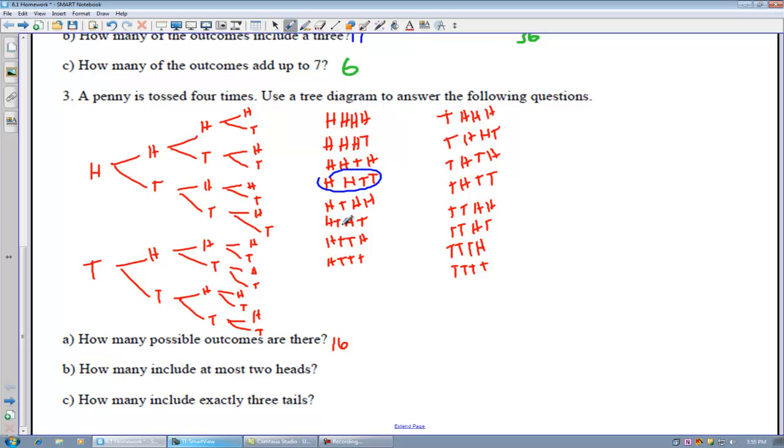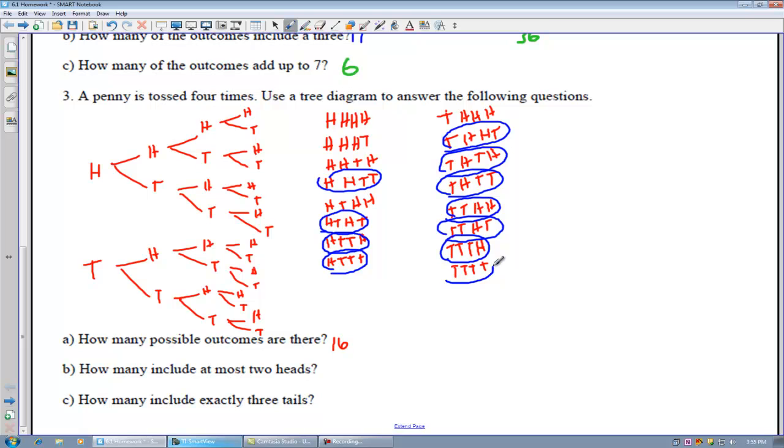This has 3, that's too many. This has 2, so that's okay. So at most 2 means 2 or less. And this has 2, and this has 1, so that's fine. This has 3, this has 2, this has 2, this has 1, this has 2, this has 1, this has 1, and then of course this has none, so it satisfies the condition. At most 2 means it has 2 or fewer heads. And so we count them up: 1, 2, 3, 4, 5, 6, 7, 8, 9, 10, and 11.